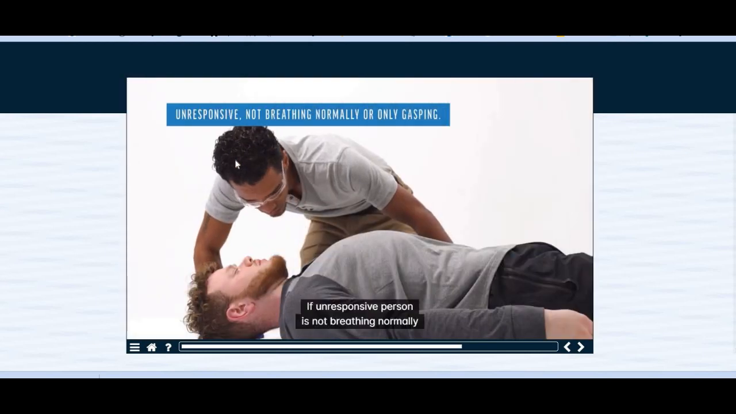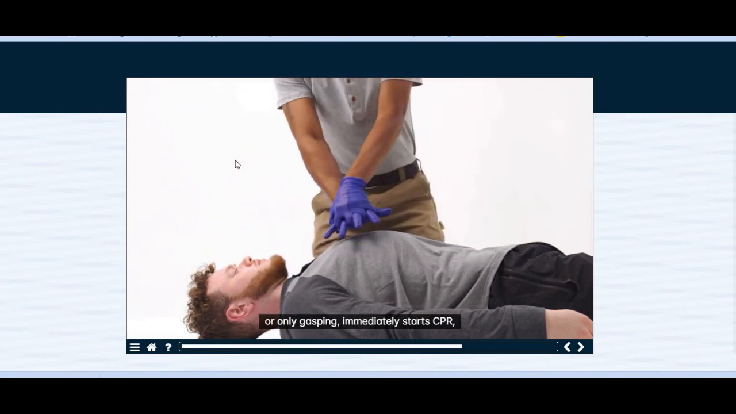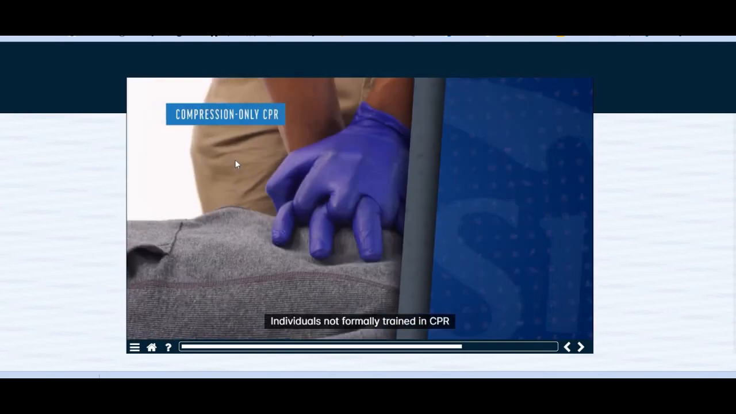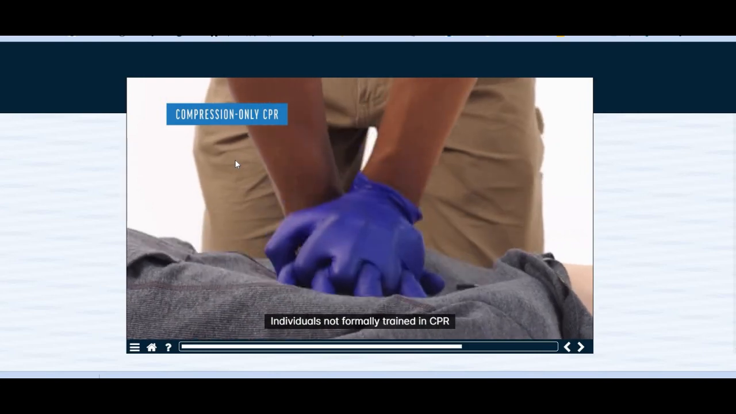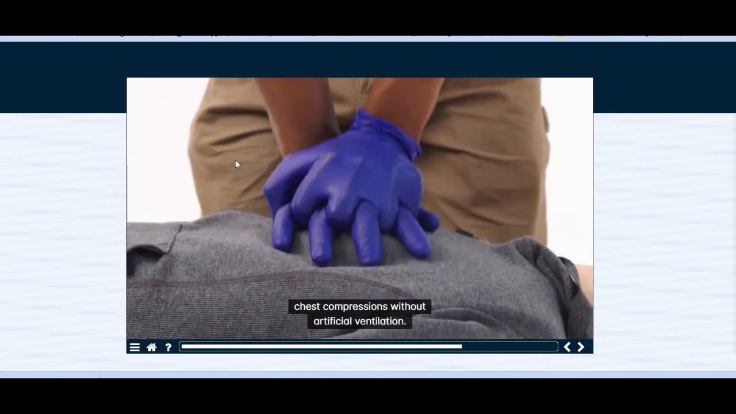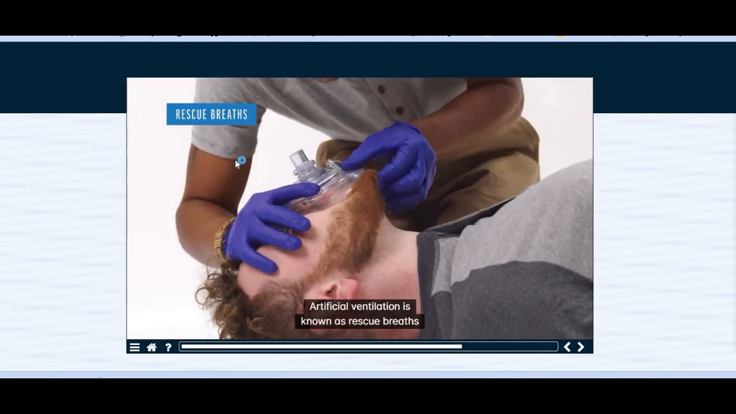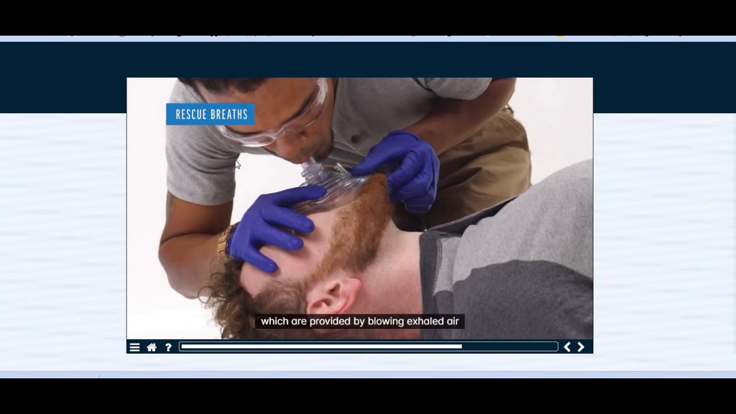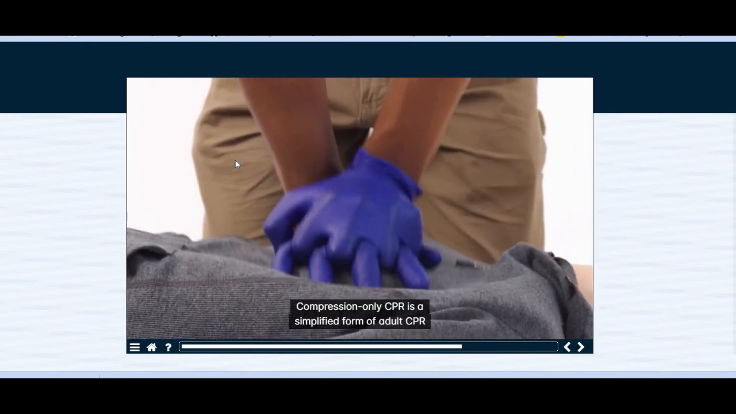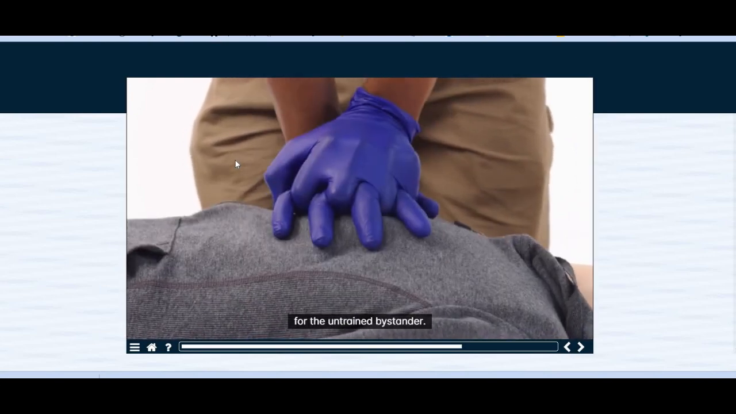If an unresponsive person is not breathing normally or only gasping, immediately start CPR, beginning with chest compressions. Individuals not formally trained in CPR should perform compression-only CPR, chest compressions without artificial ventilation. Artificial ventilation is known as rescue breaths, which are provided by blowing exhaled air through a CPR mask. Compression-only CPR is a simplified form of adult CPR for the untrained bystander.